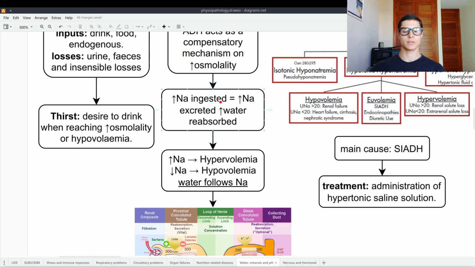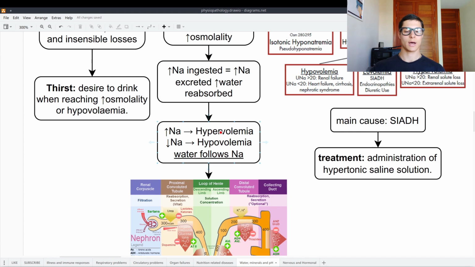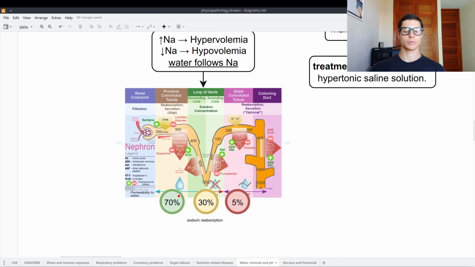Higher sodium ingested will equal a higher sodium excreted with higher water reabsorbed. High sodium equals hypervolemia, so a lot of volume. Low sodium means hypovolemia, because water follows the sodium indeed. And the sodium is reabsorbed 70% in the proximal tubule, 30% in the loop of Henle, and only 5% in the distal tubule of the nephron.